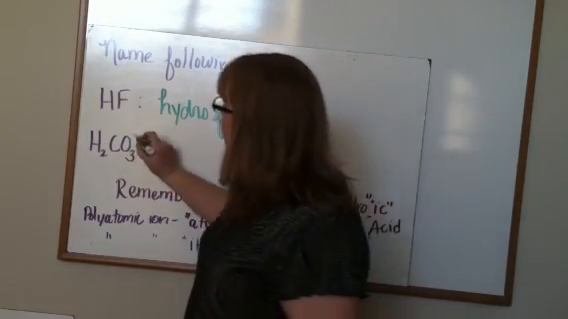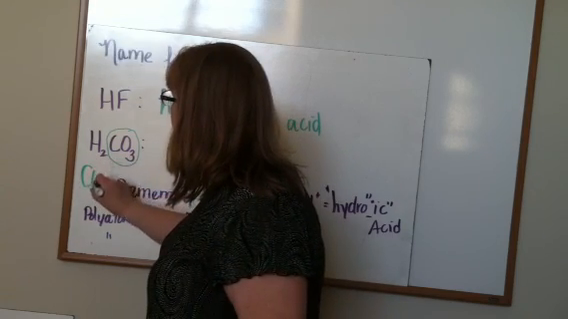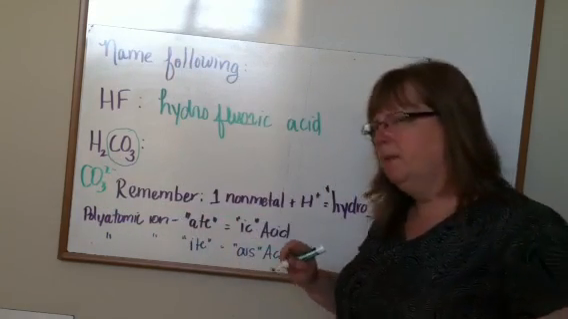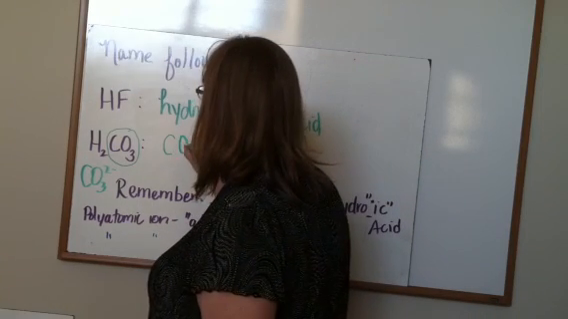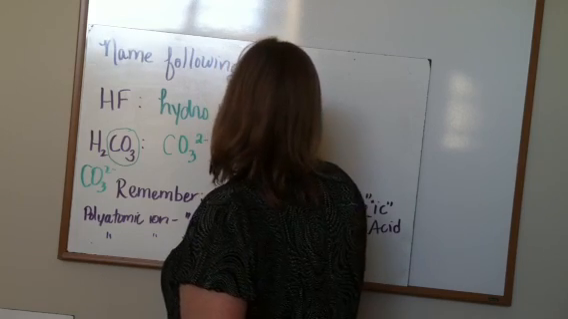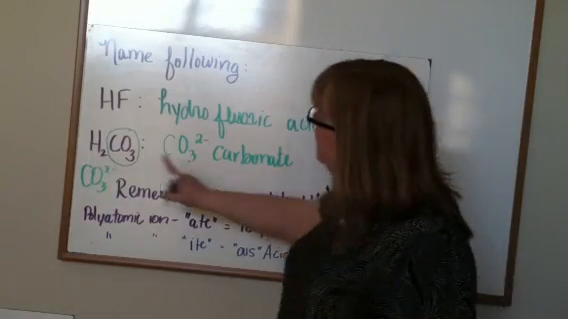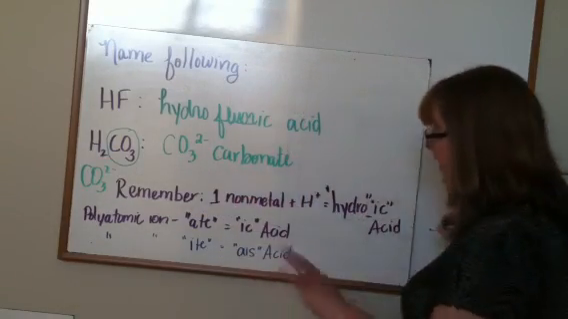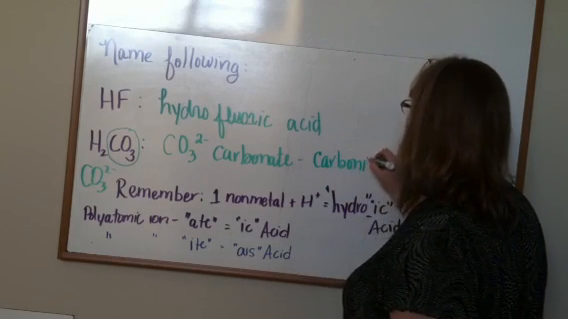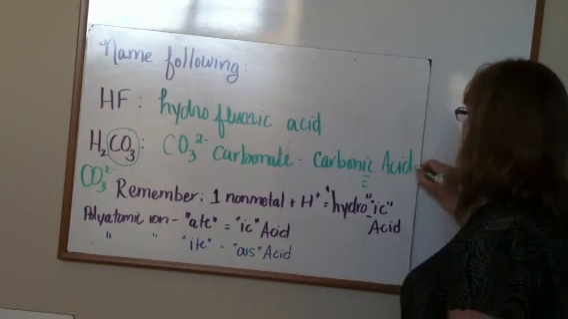Well, here we've got a polyatomic ion. It's not just one nonmetal. And the polyatomic ion was CO3 with a -2 charge. Do you remember which polyatomic ion that is? That is carbonate. It's a good one to remember. Carbonate. Well, when we turned it into an acid by putting 2 protons out front, it is now carbonic, because it ended in ate, carbonic acid.